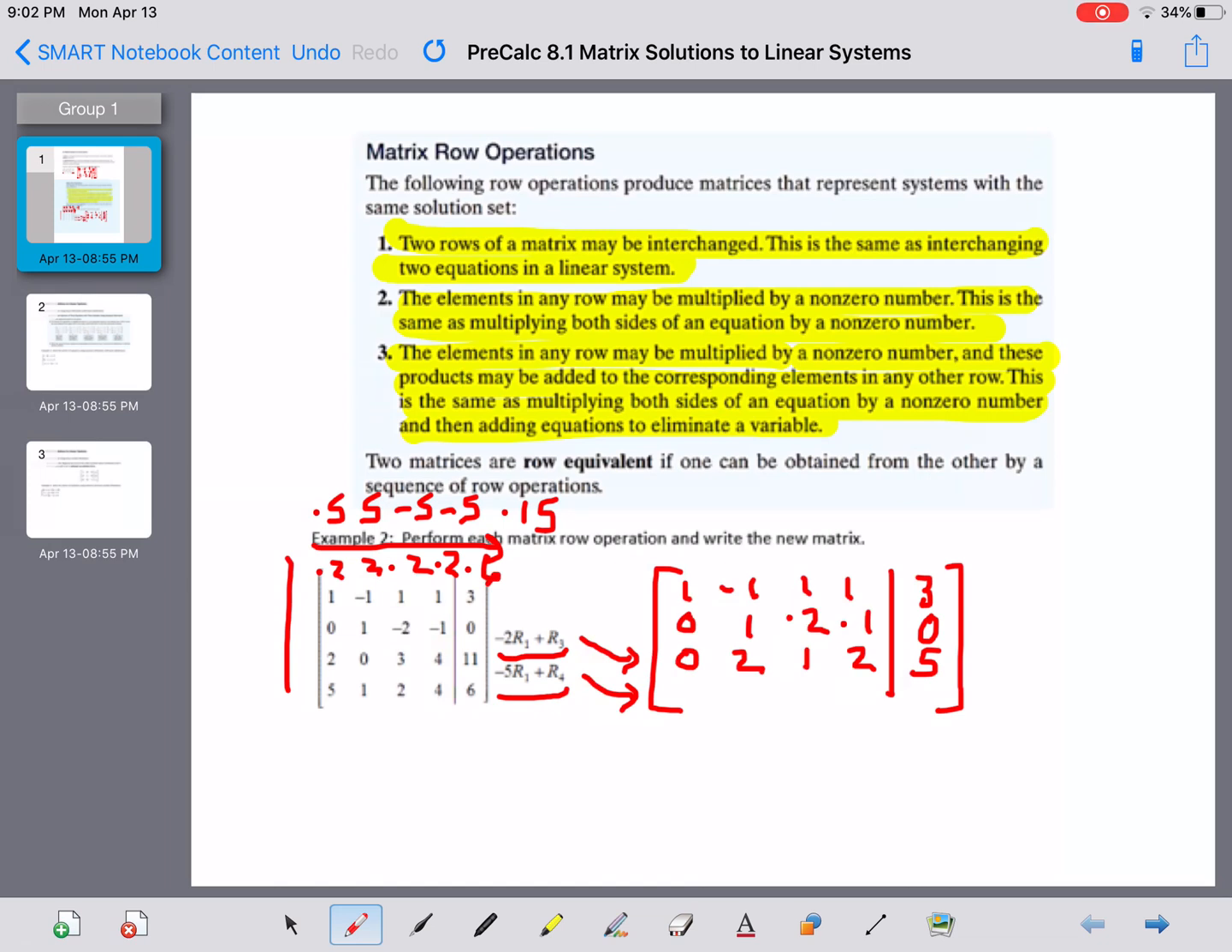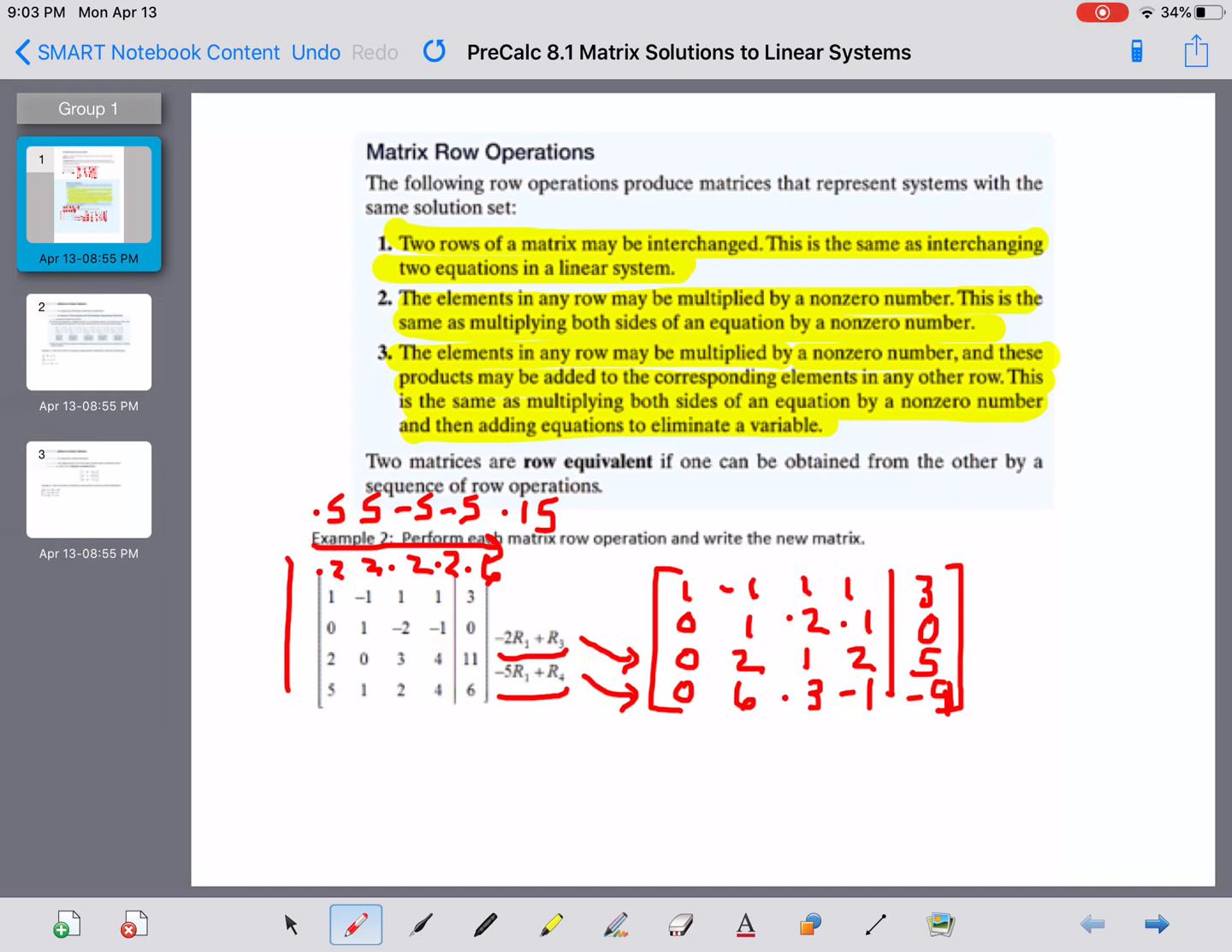Now I'm going to add that to row 4. So -5 plus 5 is 0. 5 plus 1 is 6. -5 plus 2 is -3. -5 plus 4 is -1. And finally, -15 plus 6 is -9. And those are row operations to change my rows. I still have what we would call equivalent rows, but we've just changed their values to do some work.